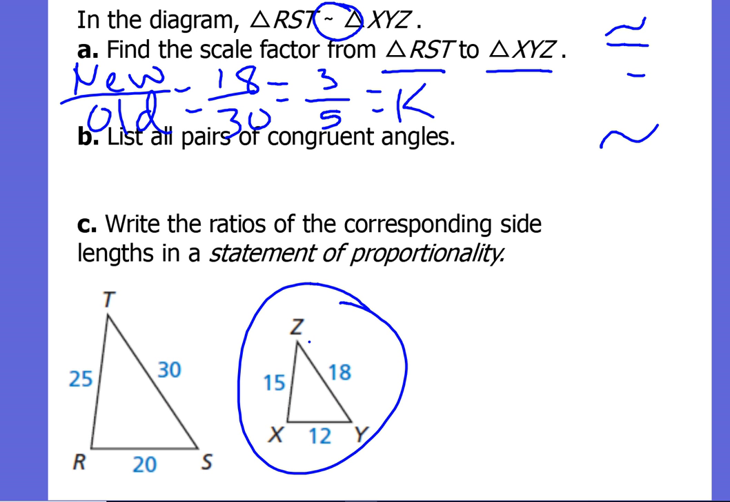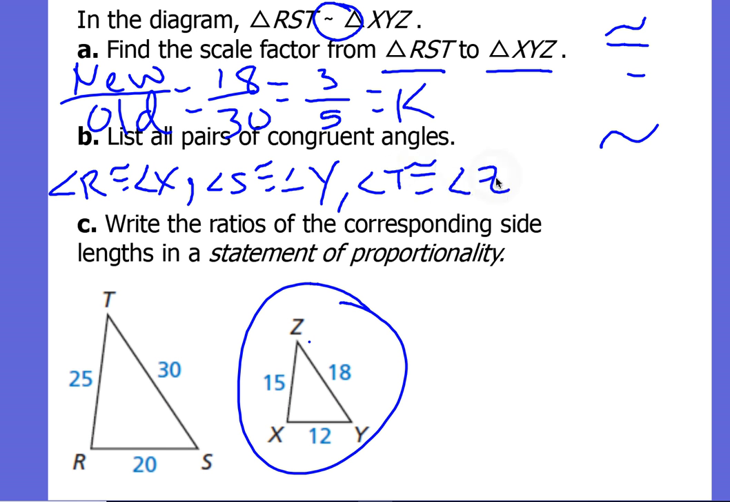You want to list all of the congruent angles. Remember, guys, all you need to really do is match up which letters correspond to which letters in how it is written for us, because they'll have it written in a similarity format. So we have angle R is congruent to angle X, angle S is congruent to angle Y, and finally we have angle T being congruent to angle Z. All right, and we're just matching up which ones are corresponding.